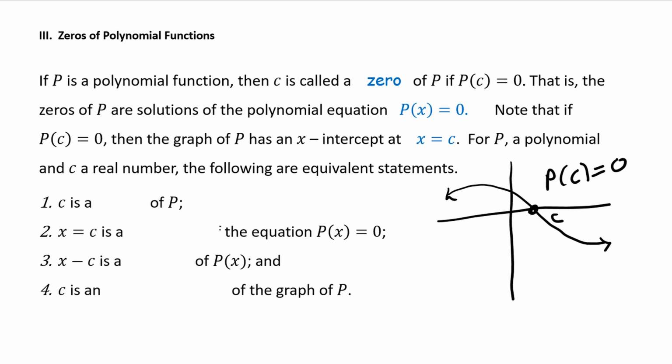For P a polynomial and C a real number, the following are equivalent statements. 1. C is a 0 of P. 2. X equals C is a solution of the equation P of x equals 0. 3. X minus C is a factor of P of x. And 4. C is an x-intercept of the graph of P.